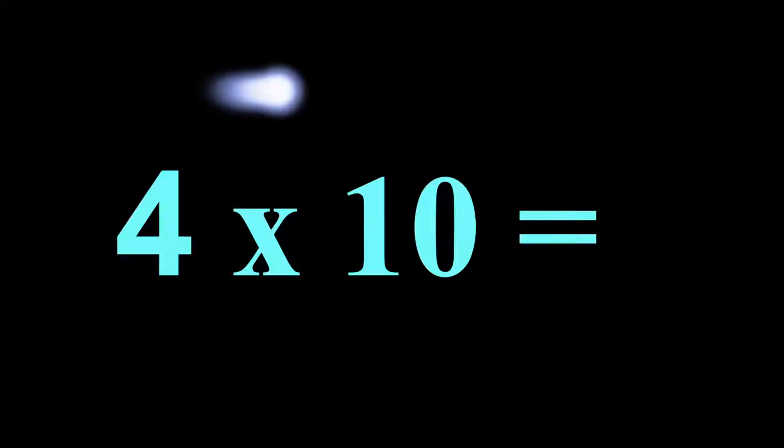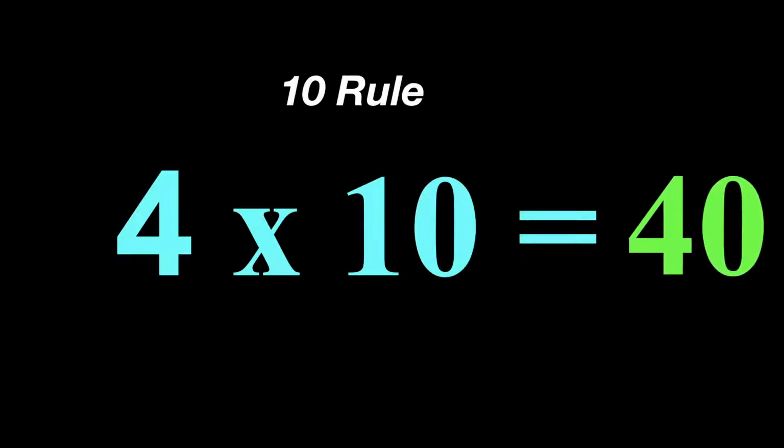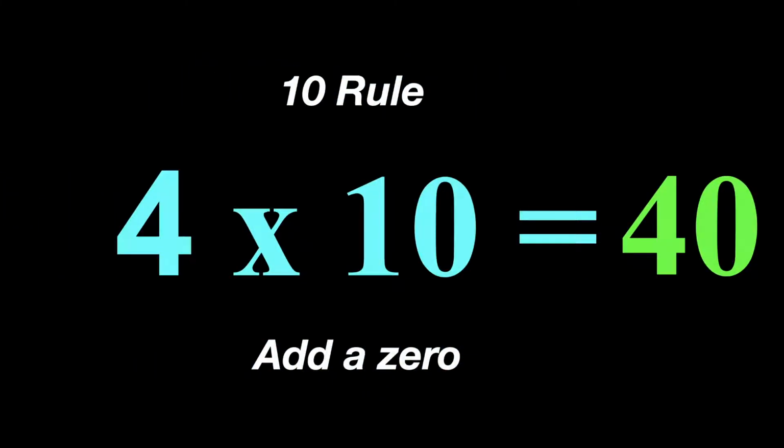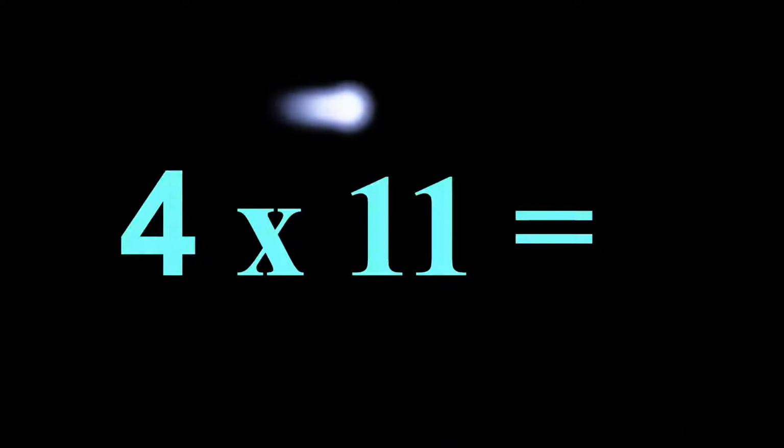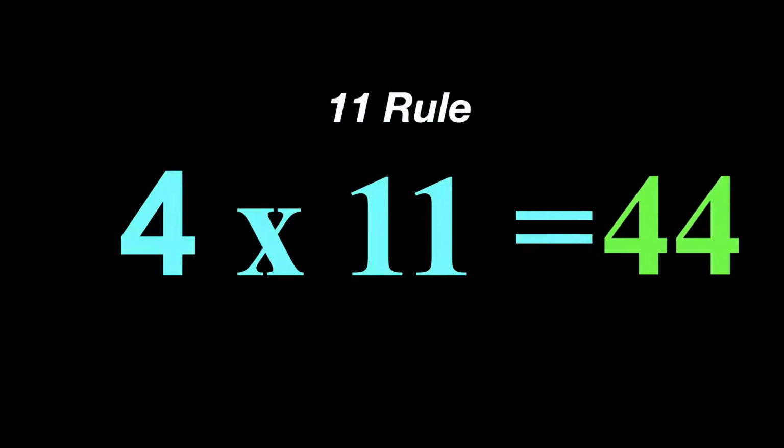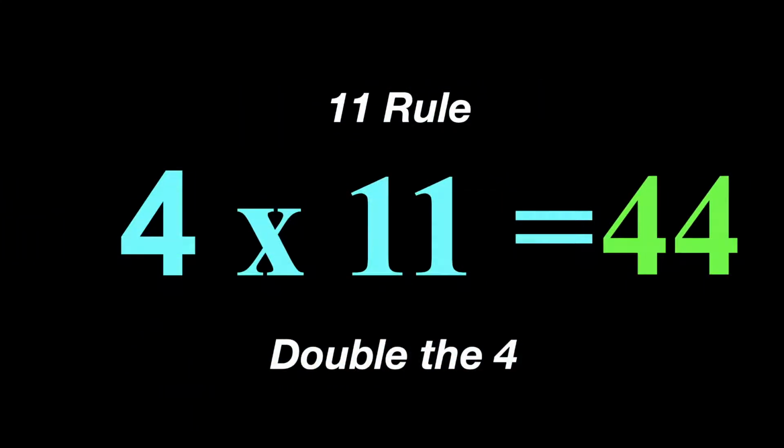4 times 10 is easy. That's just a 10 rule. And the 10 rule is you just have to add a 0. For example, the 4, you just add a 0 to it, and you would get 40. 11s are easy also. That's the 11 rule, and you just have to double it. For example, 4 would just be equal to 44. So in other words, 4 times 11 is just 44.